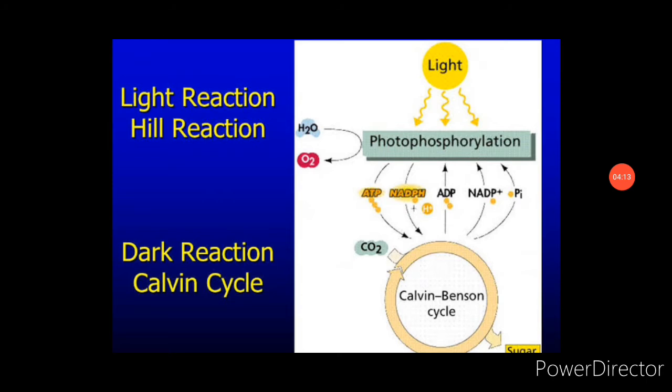So look into the screen, children. These are the two reactions that take place in the entire process of photosynthesis. The first one is the Hill reaction, light reaction or light dependent reaction. The next one is called the dark reaction, light independent reaction or biosynthetic process, also called the Calvin cycle. Now let's see the first process, the Hill reaction or light reaction.